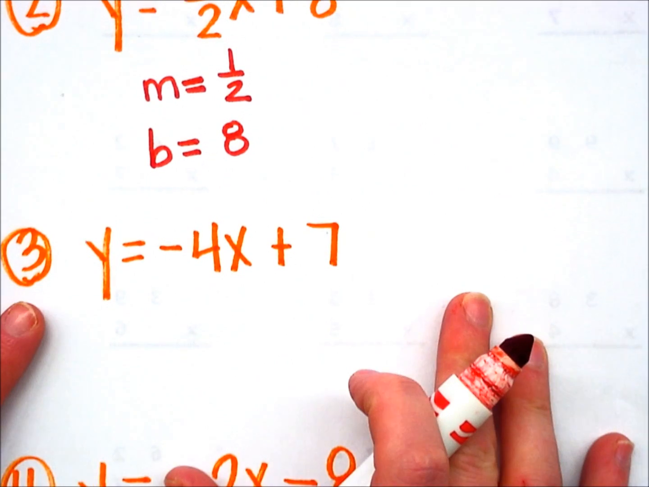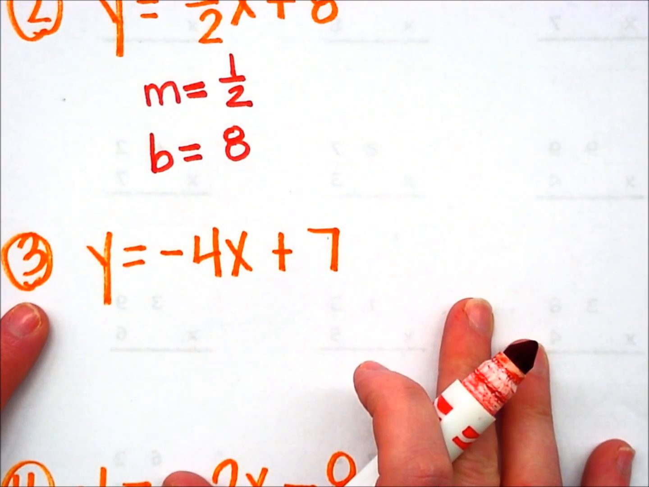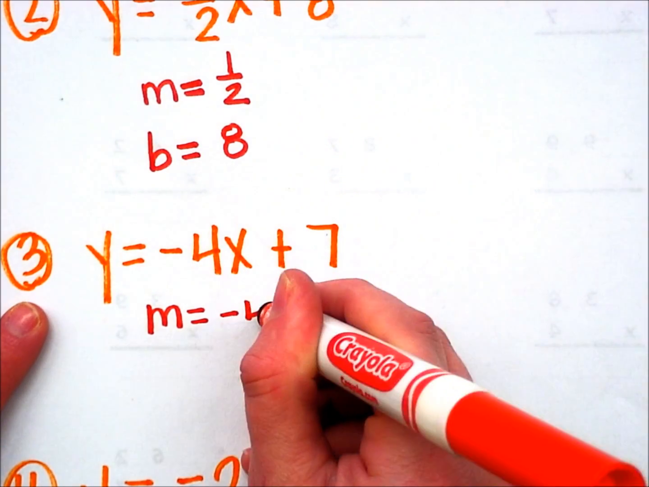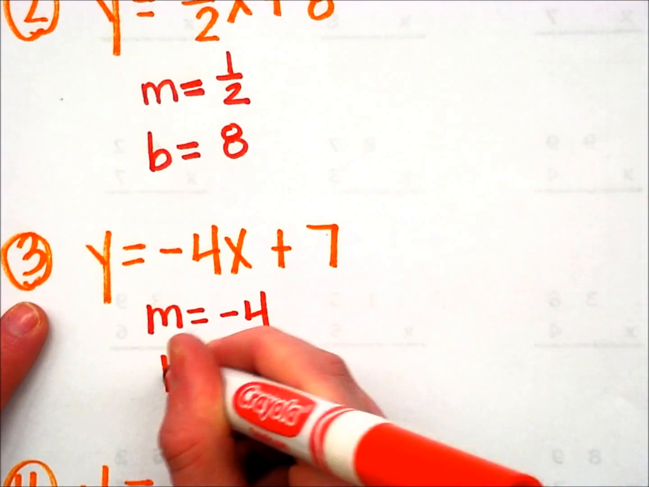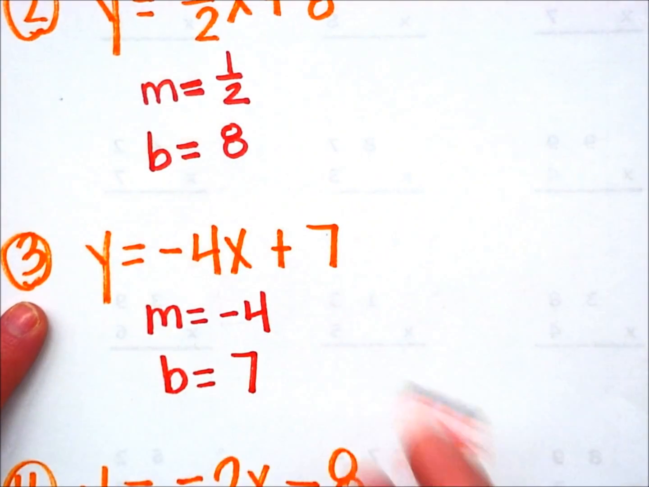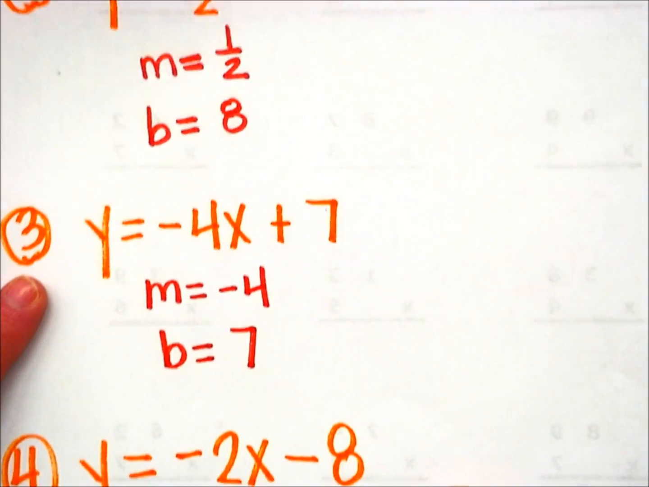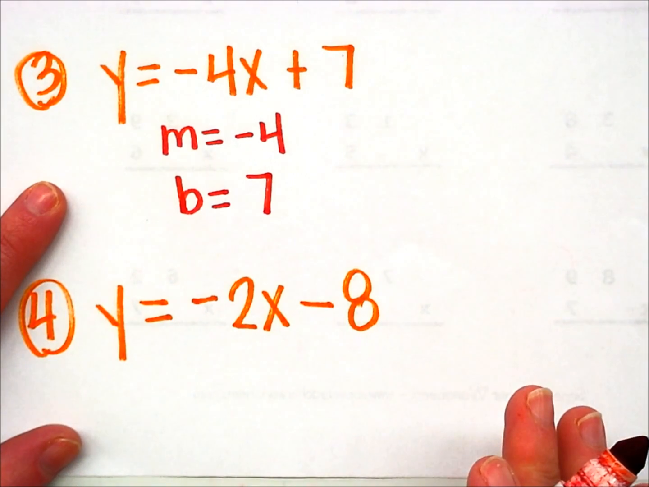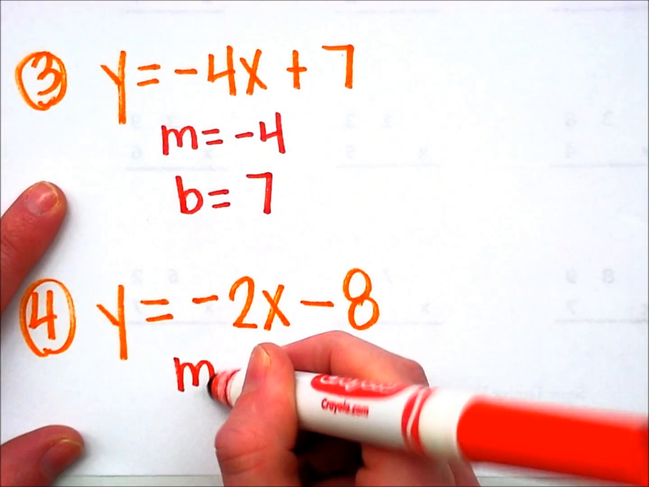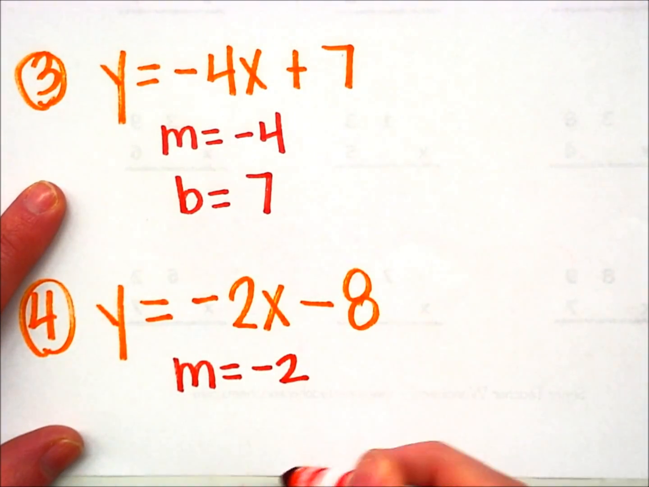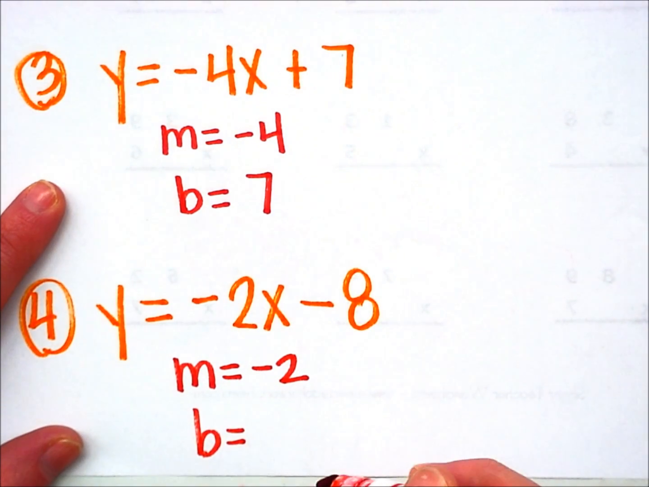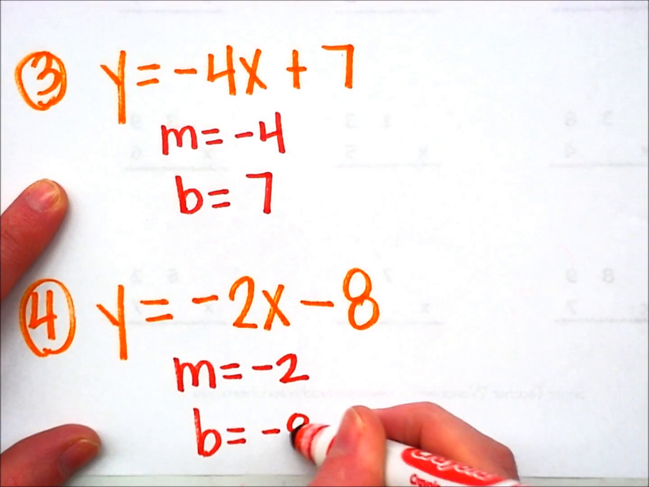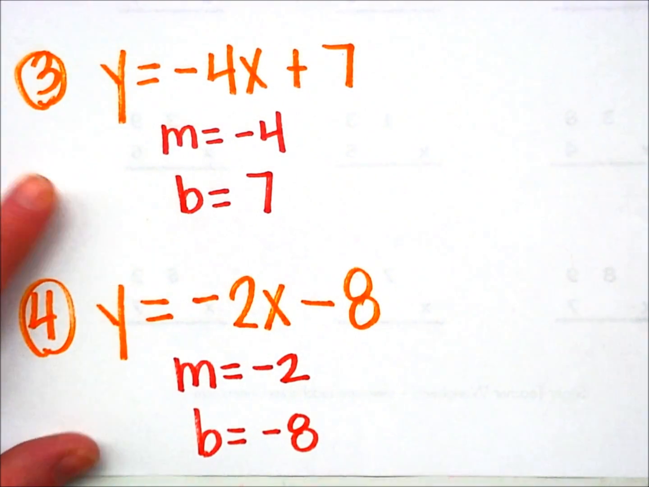For example number 3, in the equation y equals negative 4x plus 7, the slope here is negative 4. The y-intercept is 7. In the last example, y equals negative 2x minus 8, the slope is negative 2, but here the y-intercept is not 8, it is negative 8.